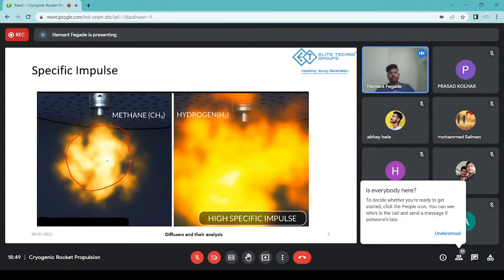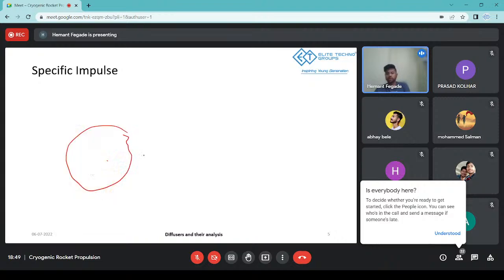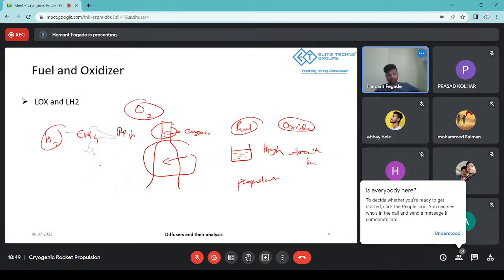With methane, this also depends on the molecular weight of the fuel that you are going to use. You will often see that the fuel that has less molecular weight and more calorific value will be the ideal fuel for this kind of operation, this kind of usage.